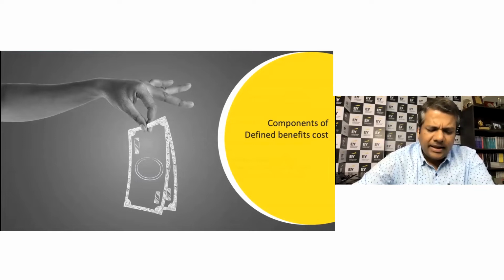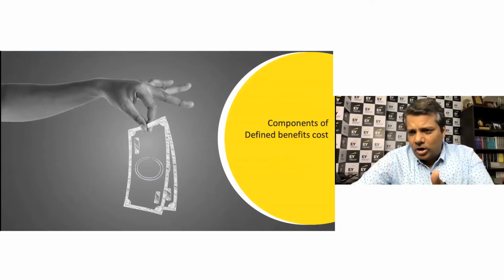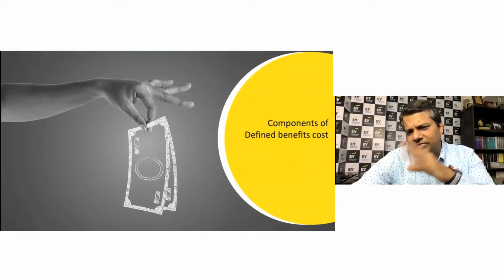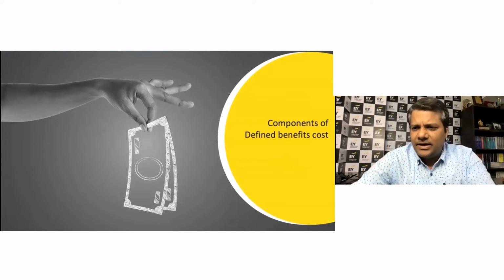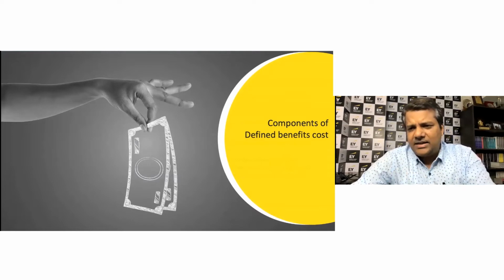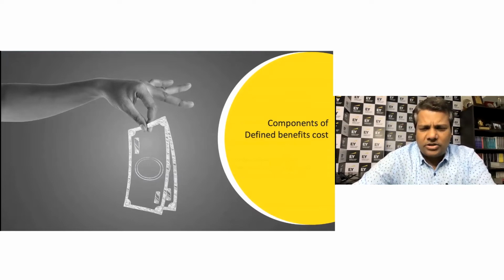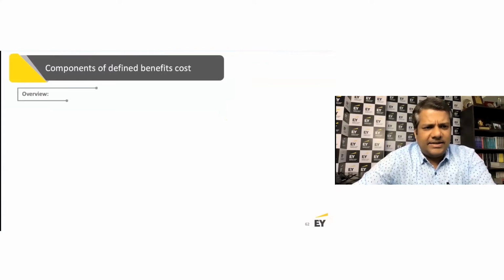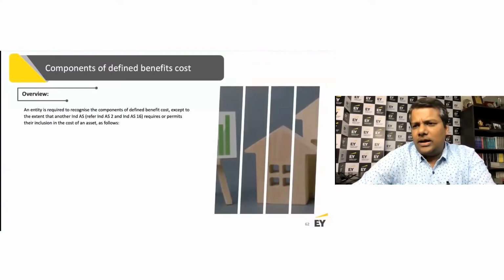Defined benefit cost essentially means the service cost, the interest cost, the actuarial gains and losses, which are treated separately and recorded as part of other comprehensive income, and if there are any settlement or curtailment costs, all of that is what we will look at and discuss in detail. So what are the components?